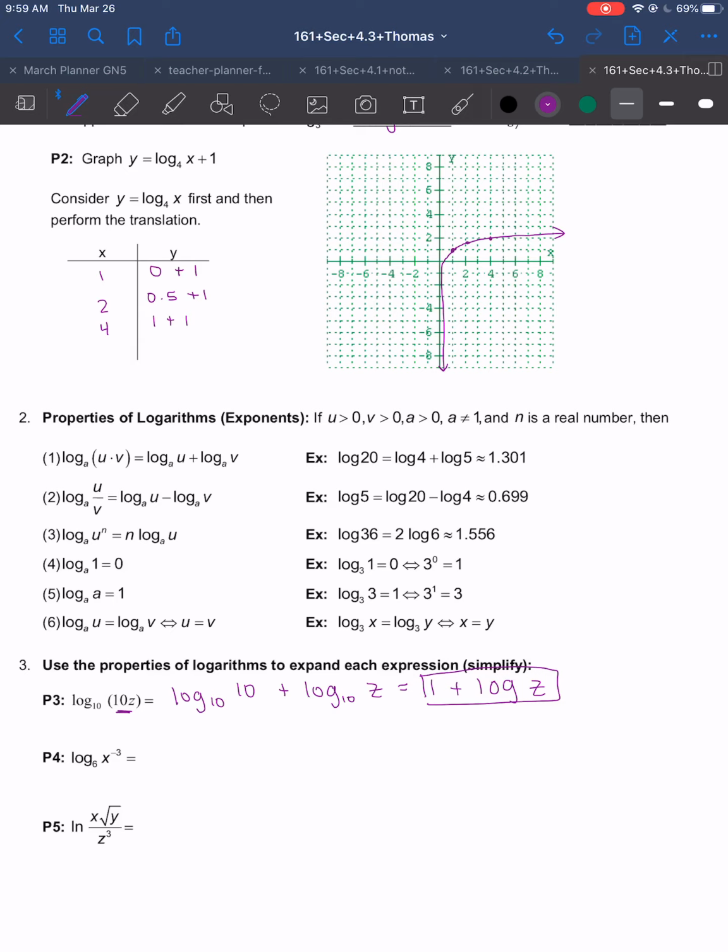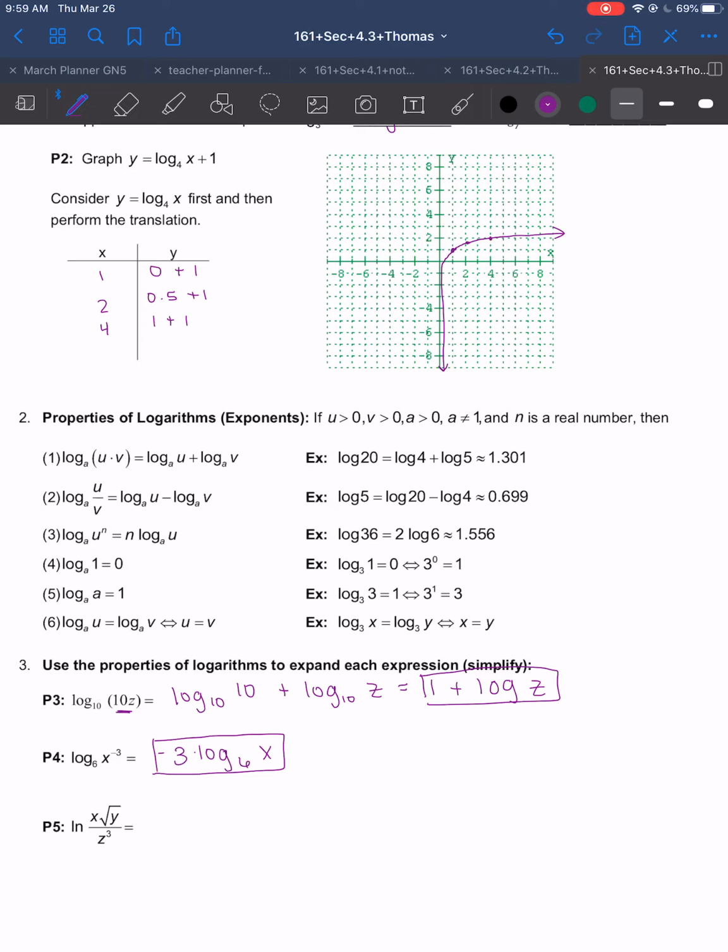And then here I have an exponent, so I'm going to put it in front. So I'm going to put negative 3 log base 6 of x. That's all I do for that one. And if you want, you can write the little multiplication sign there, but it's just being multiplied. And these log properties also work for natural logs as well.